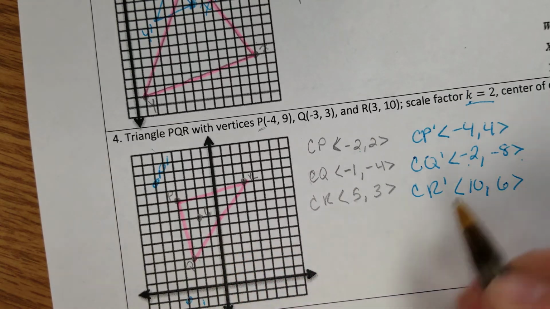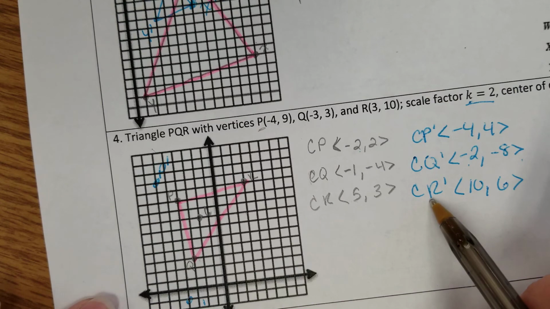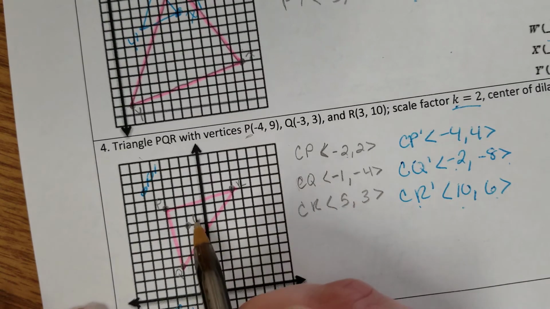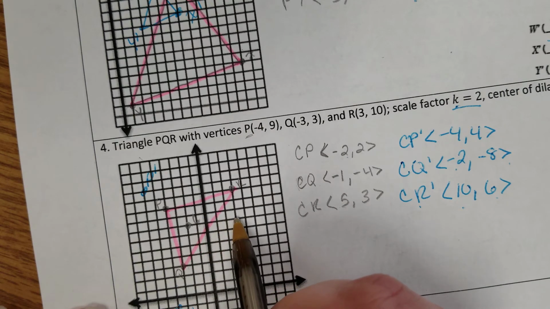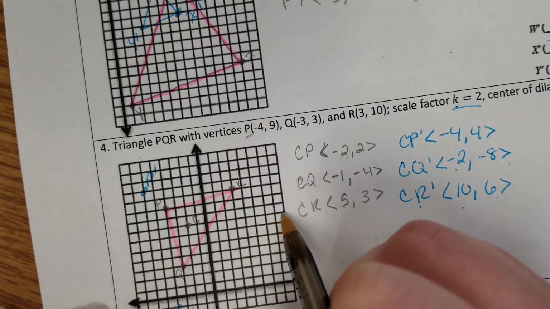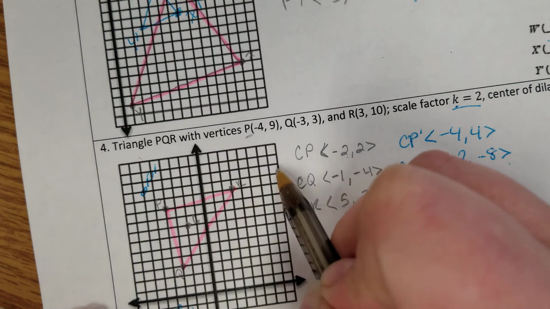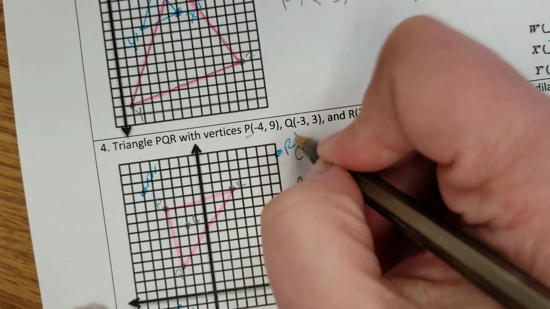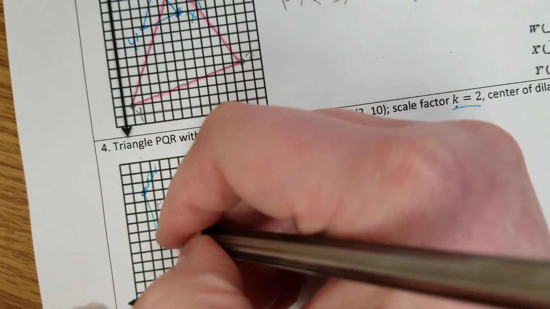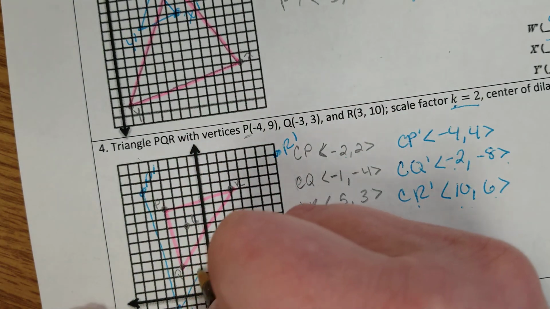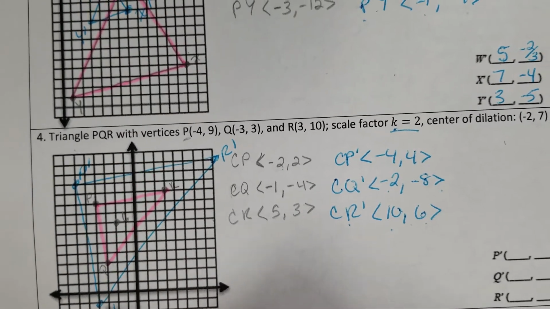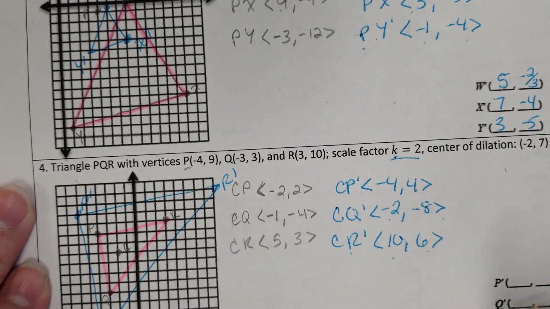So there's Q prime, and then R prime. So we're going to go 10 to the right and then up 6. So 1, 2, 3, 4, 5, 6, 7, 8, 10. And then 1, 2, 3, 4, 5, 6. And that is R prime. And so we have our triangle. And that is our final triangle for that. So then we just need our coordinate points.